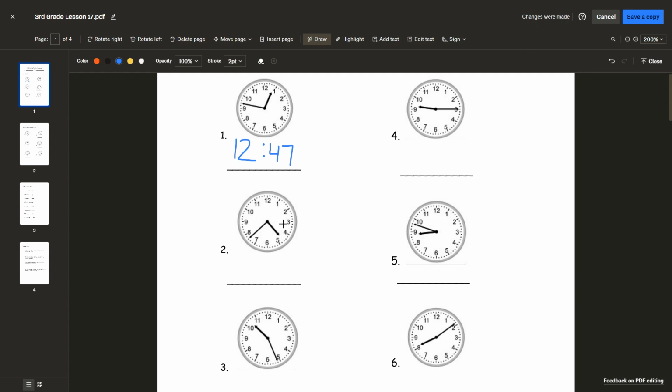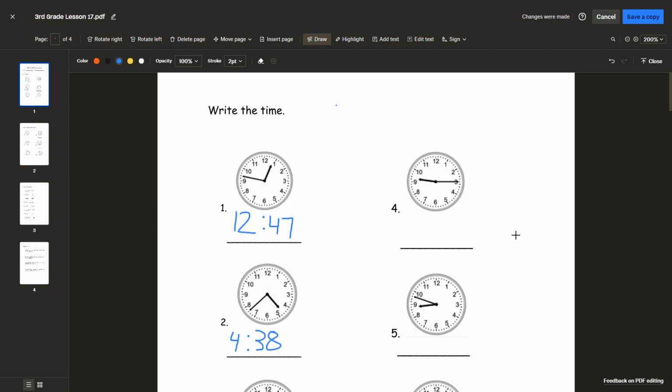Right, so for number 2, we look here at our shorter hand first. We can see that it's not at 5 yet, so we know that it's 4, right? And then we look at our minute hand, which is in between 7 and 8. So we can start at 6, so 30, 35, and then we count 36, 37, 38. So we have 38. Now we have 4:38 for this time.